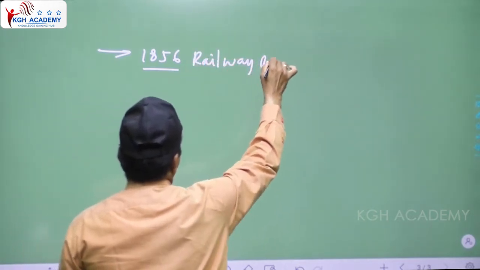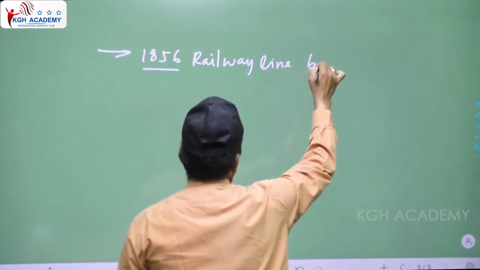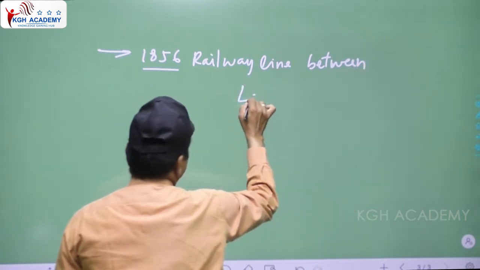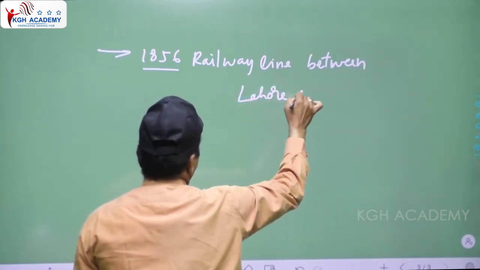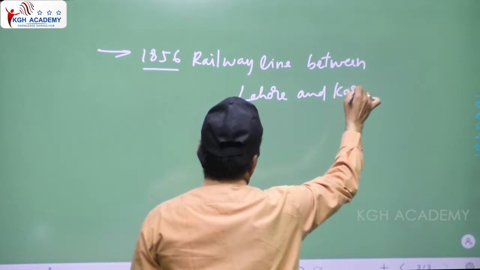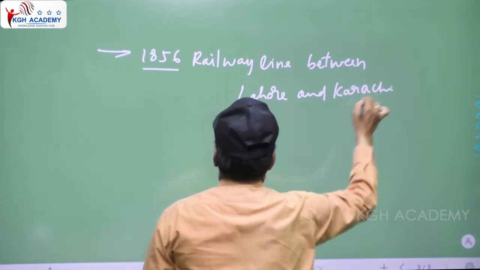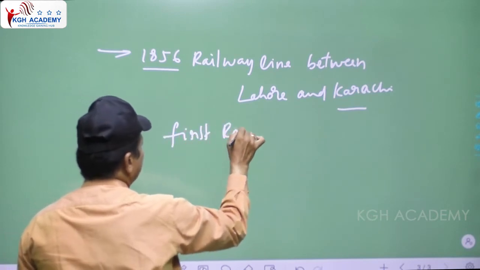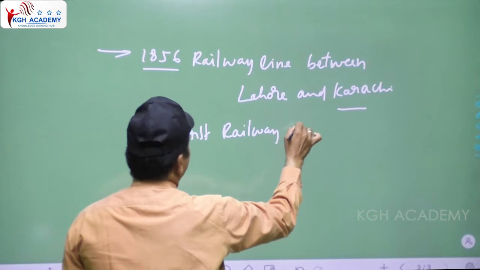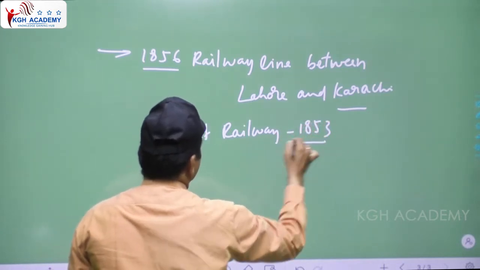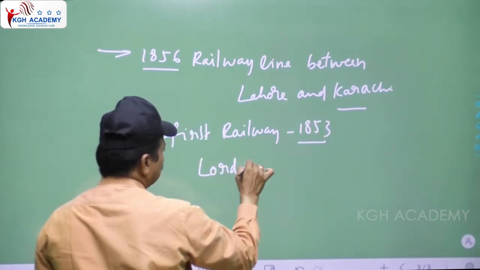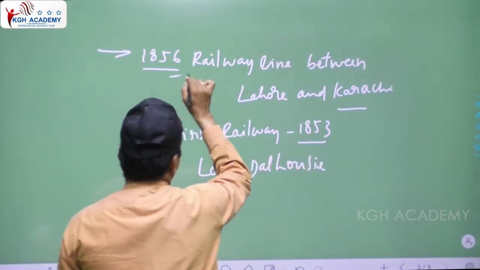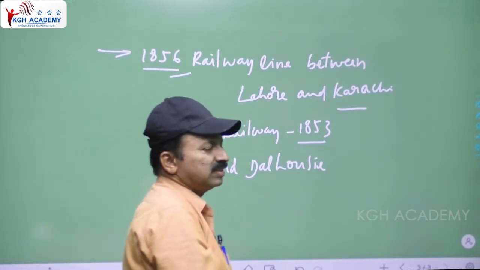The railway line started between Lahore and Karachi. But the first railway was in the year 1853. Lord Dalhousie was the Governor General; this was also Lord Dalhousie's period.